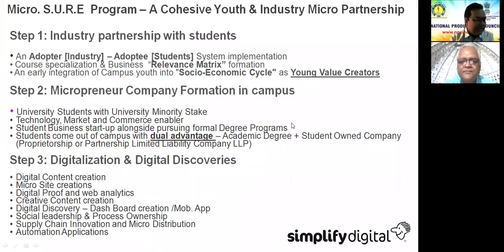So here, the elaboration and explanation of those 6 steps that we discussed in the previous slide is how the industry partnership with the student would happen in an adaptive model, and how the course specialization of the student and the business relevant metrics will be formed, how an early integration of campus youth into the socio-economic cycle as young value creators will be taking shape. The second step is how micropreneur company formation in campus will take shape. There are a few gray areas and a few questions, like, the business needs money.